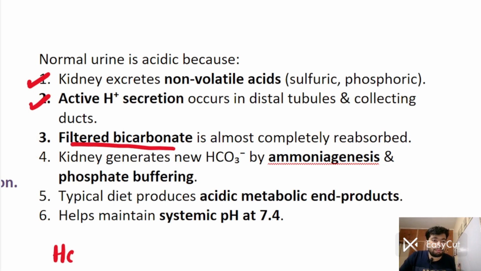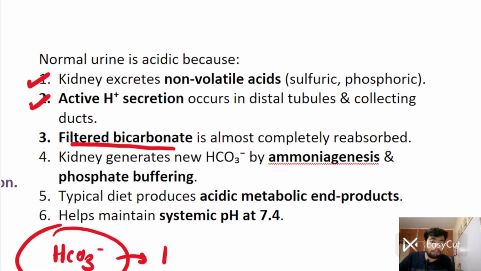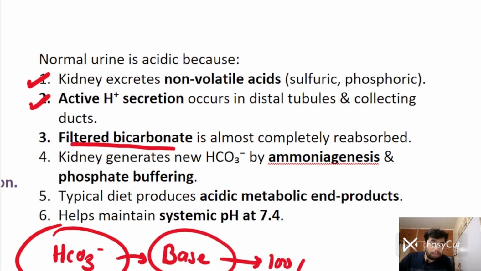Bicarbonate, HCO3 minus, will be filtered and is almost completely reabsorbed. This bicarbonate is responsible for the base nature. If I absorb 100% of this base, then my normal urine will be slightly acidic. I hope this is very clear to you, very simple concepts. Fourth, the kidney will generate new bicarbonate by ammoniagenesis and phosphate buffering. This is also why normal urine is acidic.